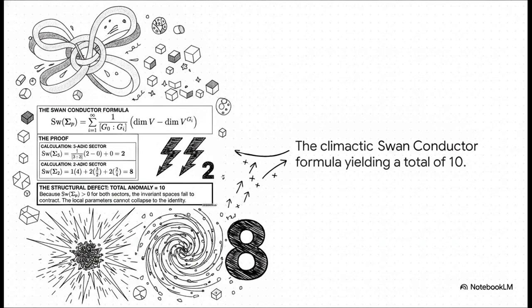So, the crucial point is, when we run the dimensions of these invariant spaces through the explicit Swan conductor formula, the math locks in perfectly. The 3-adic sector yields a Swan conductor of 2. The 2-adic sector, driven by that deep quartic stratification, yields a massive Swan conductor of 8. We have a strictly positive result. 8 plus 2 gives us a total structural anomaly of 10.